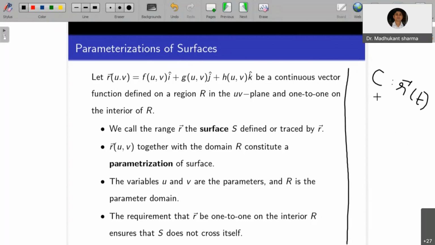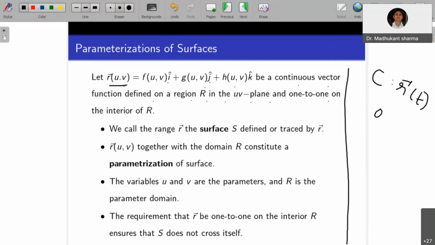So with that intuition, you define a vector R which depends on u and v. Its components are also functions of u and v. The notation is very straightforward. That vector R is defined as follows, whose components are functions of u and v. So let this be a continuous vector function defined on a region R in the UV plane and one-to-one on the interior of R.